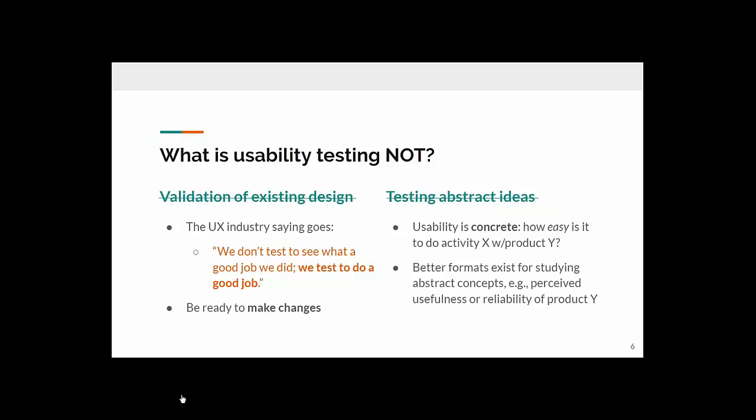So the first thing is people think that it's going to validate something that they've done. So they'll say, okay, I'm going to add usability testing the last 2 days of the project that I have. I'm just going to throw that out in the end. We're going to test it, and we're going to say, great, look at us. We got user feedback. But unfortunately, that doesn't leave time to actually add that user feedback back into the project. So the industry saying is we don't test to see what a good job we did, we test to do a good job. So this is how we're getting feedback that then informs kind of an iterative design process.